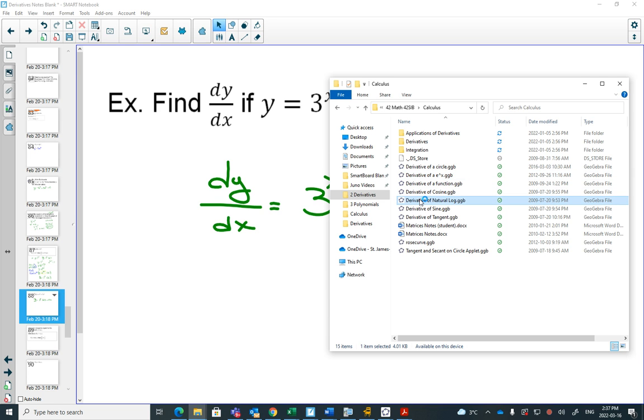Our next derivative: the natural log, the derivative of the natural log. So if e to the x is an important derivative, the natural log of x will be an important derivative as well.